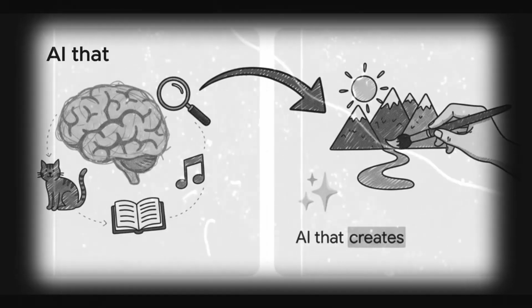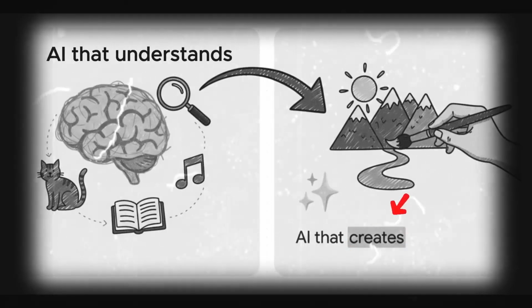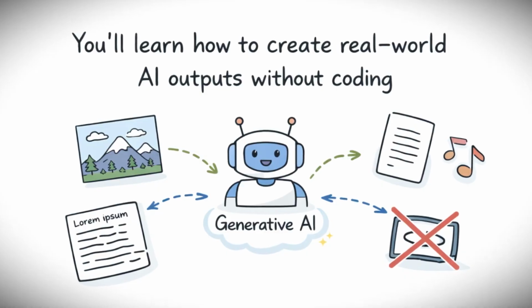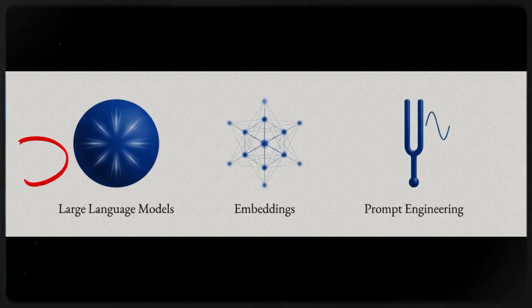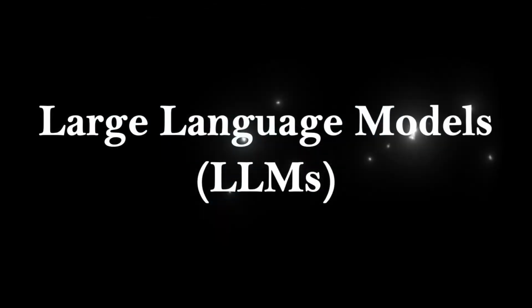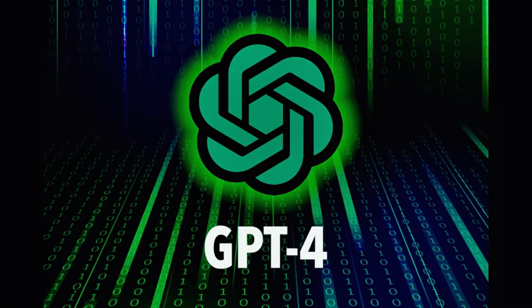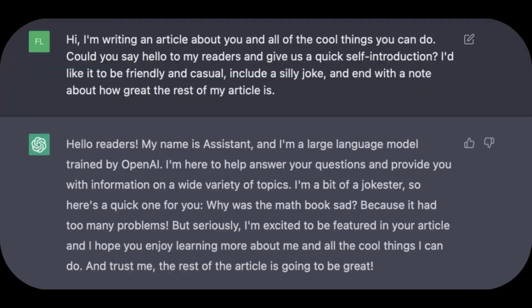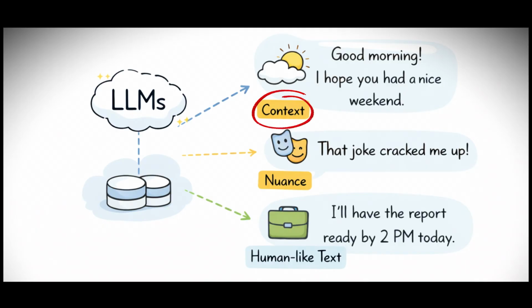We've moved from AI that understands to AI that creates. You'll learn how to create real-world AI outputs without coding and get to know how large language models, embeddings, and prompt engineering work. Large language models like GPT-4 are trained on trillions of words from books, websites, papers, and conversations. They understand context, nuance, and can generate human-like text.